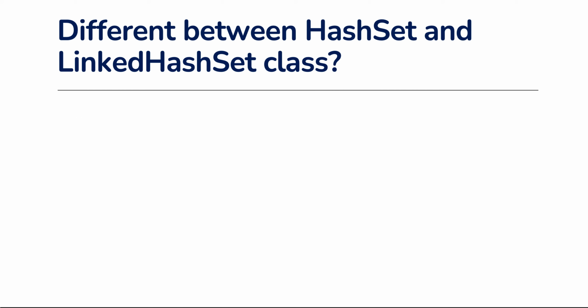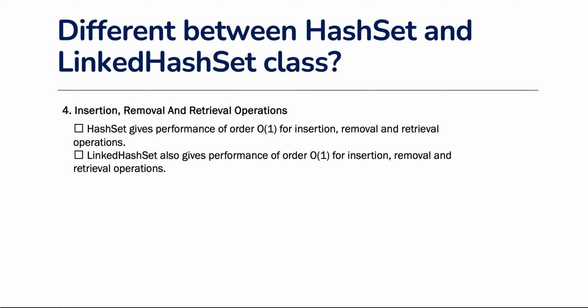Okay, next difference between the LinkedHashSet and HashSet is insertion, removal and retrieval operations. So how are they performing? HashSet gives the performance of order O(1), that is constant performance for insertion, removal and retrieval. LinkedHashSet also gives the performance of order O(1) for insertion, removal and retrieval of elements. It means that the time complexity for both the HashSet and LinkedHashSet is the same, that is constant time. So this is called constant time.